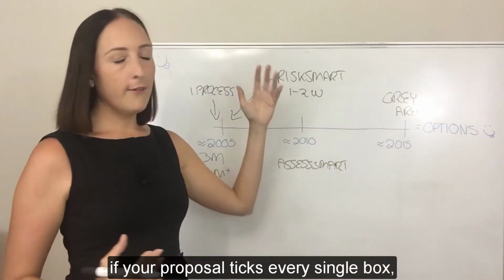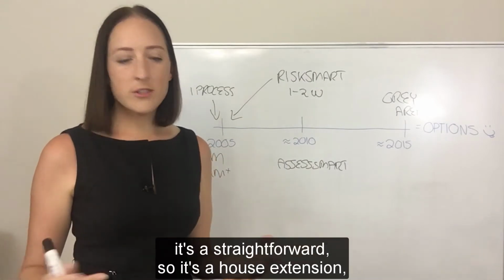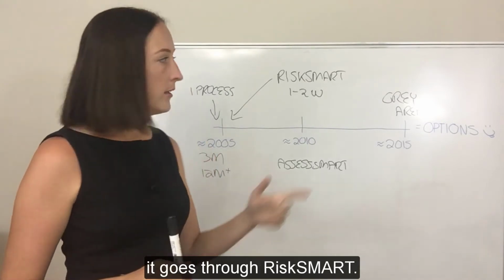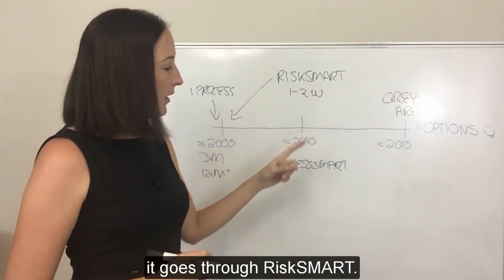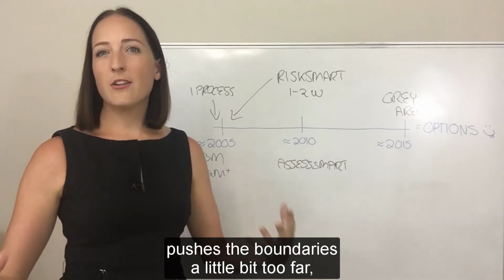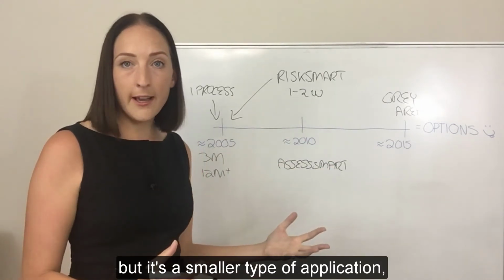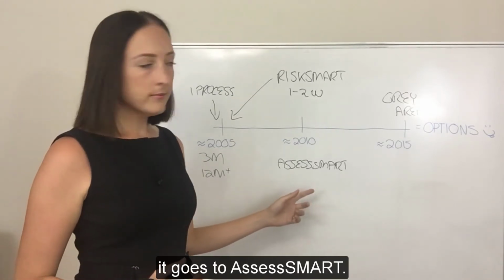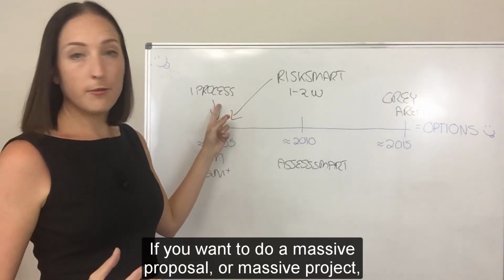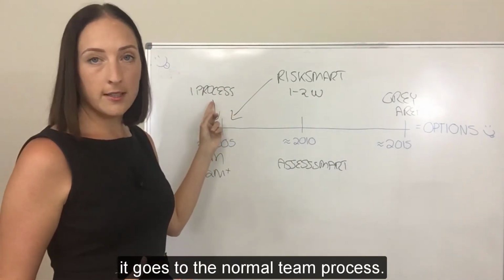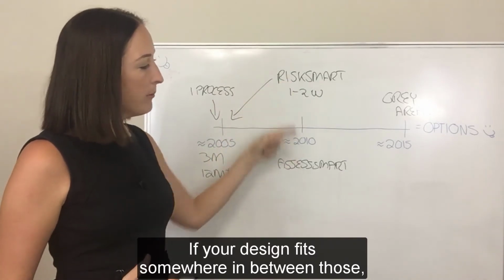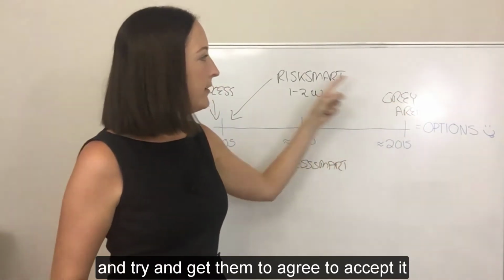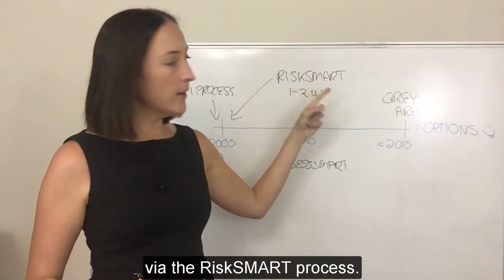Where we sit is if your proposal ticks every single box, it's a straightforward, so it's a house extension, you're using traditional materials, traditional pitched roofs, all of that sort of stuff, it goes through RiskSMART. If you're seeking to do something that pushes the boundaries a little bit too far, but it's a smaller type of application, so you want to go a 3-storey house, something along those lines, it goes to AssessSMART. If you want to do a massive proposal or a massive project, it goes the normal team process. If your design fits somewhere in between those, we go to RiskSMART, we put our best argument forward and try and get them to agree to accept it via the RiskSMART process.